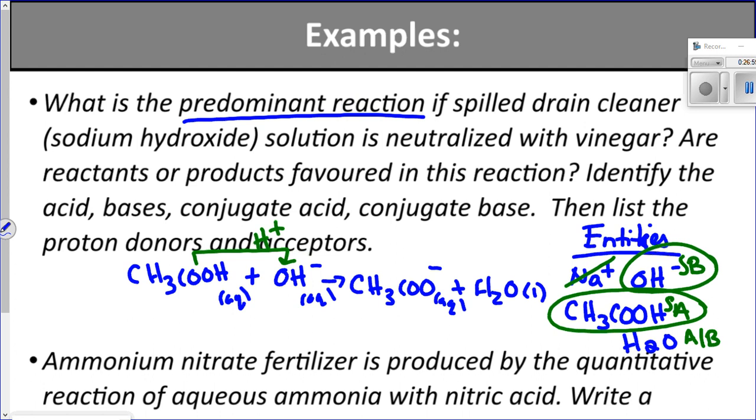Now I am looking at identify the acids and the conjugate bases and acids. So here, this was my acid. This was my base. The acetate ion is the conjugate base when we use acetic acid as an acid. And water is the conjugate acid for hydroxide.